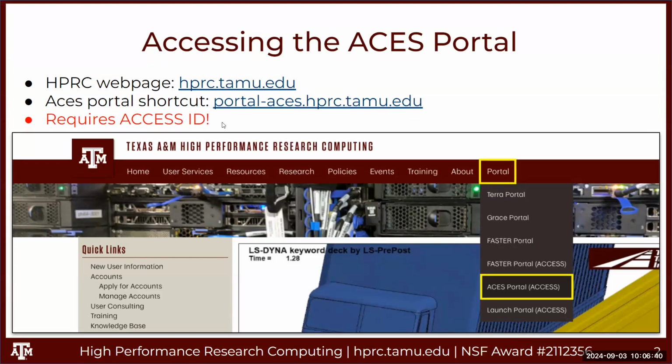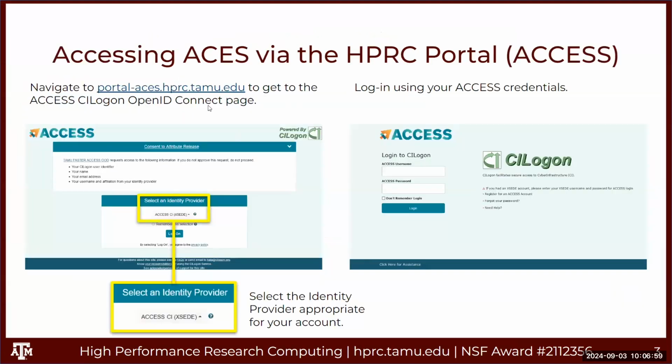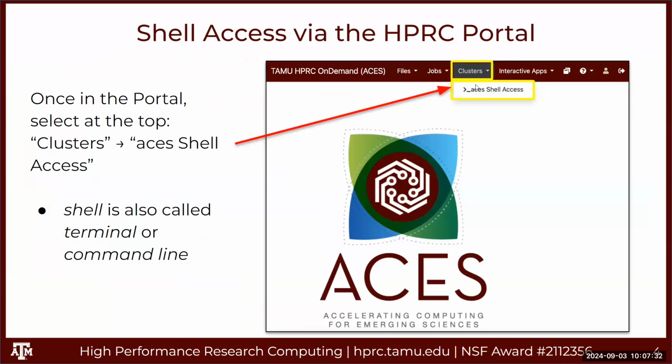If you don't have an access ID or some credentials that allows you to log into ACES, please raise your hand. Once you get on the website, you should see this page where it prompts you to select an identity provider. If you are a TMU user, you can select Texas A&M, else you can select ACES CI. Once you are on this page, you can navigate to clusters and shell access. Shell is also called terminal or command line. I will be using these terms interchangeably throughout the presentation.